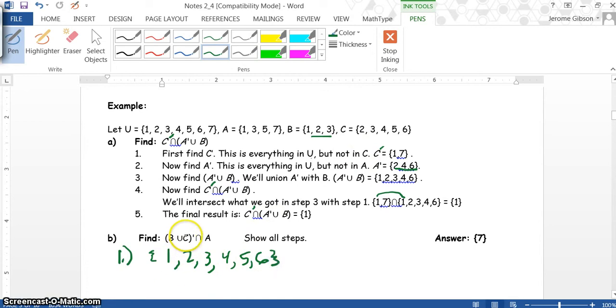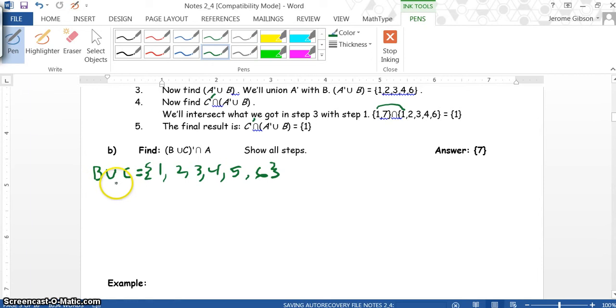Now we have to take the complement of this. This is B union C, and we would take its complement, the complement in the universal set, which would give us only 7. Now I changed this slightly, which you could change in your notes. Instead of writing 1, write B union C, and you could put that in parentheses. And this shows the set that we just talked about.